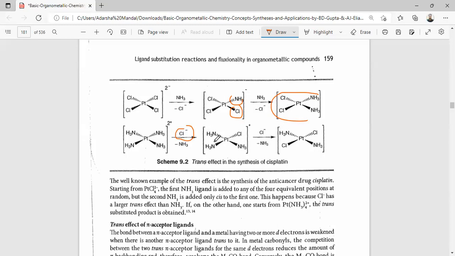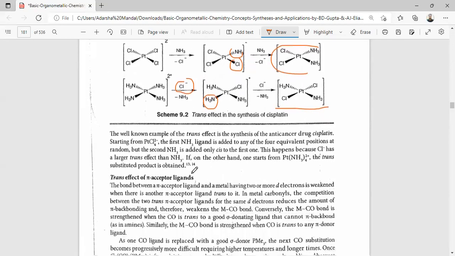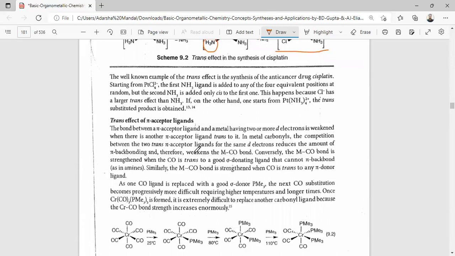So here another Cl is coordinated trans to this Cl, as in transplatin. The trans effect of a pi acceptor ligand: the bond between a pi acceptor ligand and a metal having 2 or more d electrons is weakened when there is another pi acceptor ligand trans to it. In metal carbonyls, the competition between the two trans pi acceptor ligands for the same d electrons reduces the amount of pi bonding, therefore weakening the M-CO bond.